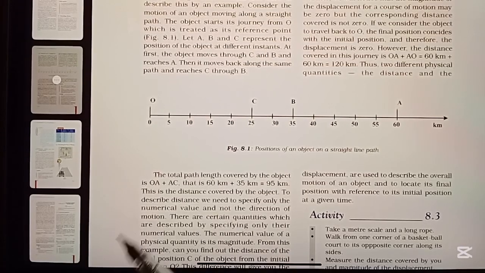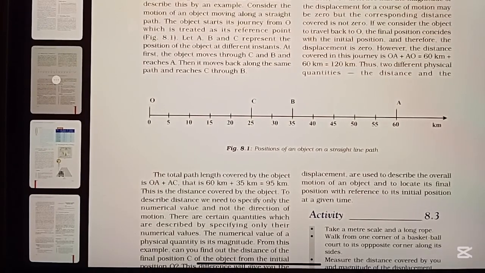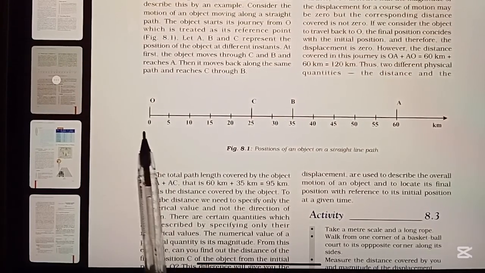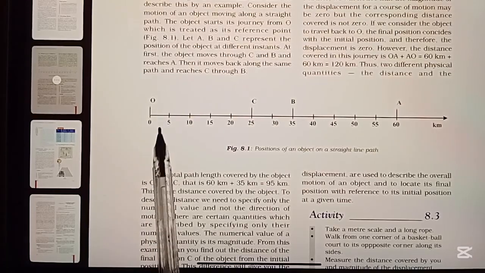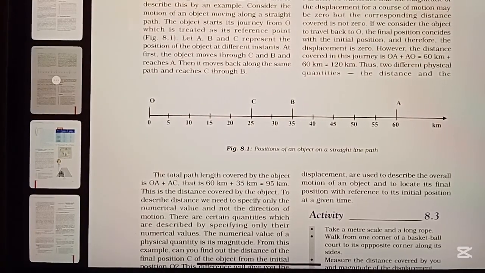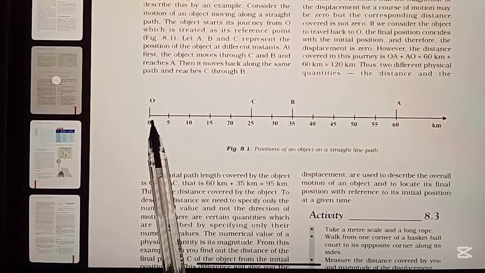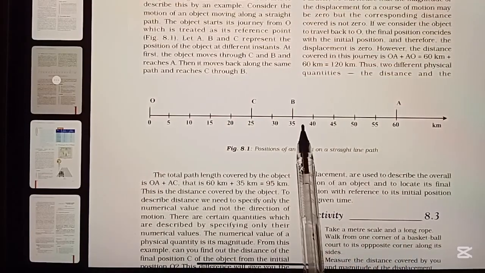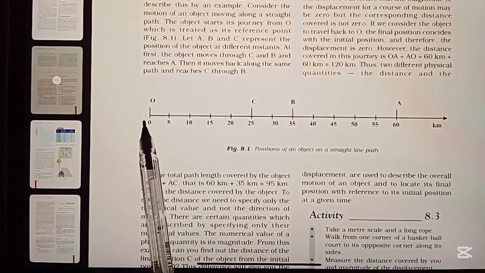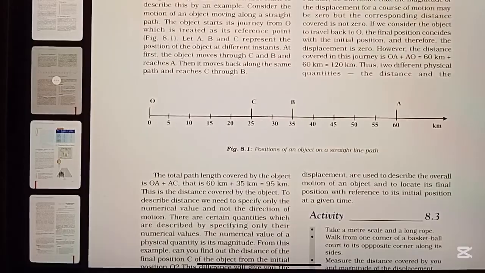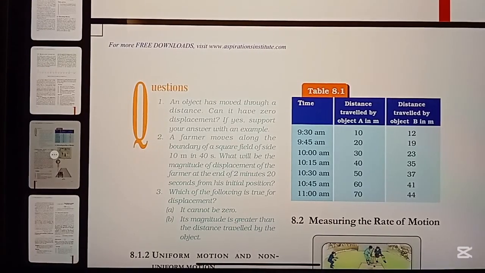Now what is displacement? Displacement is the shortest distance that is covered by the object. So if the initial position was O and the object wanted to travel to C, the object didn't have to go all the way to A, then B, then C. It could have just gone O to C. So this is the shortest distance. That is what we call displacement.